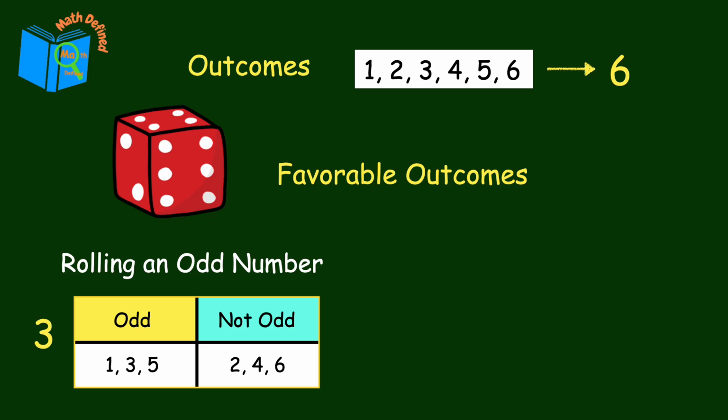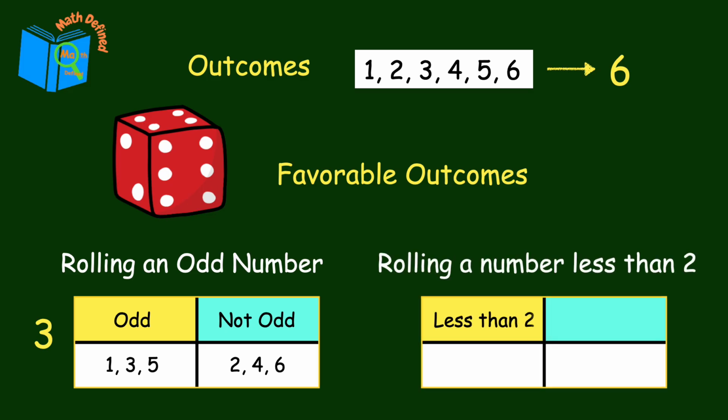But how many ways can rolling a number less than 2 occur? First, let's see how many numbers on the die are less than 2. Be careful, the only number less than 2 is 1. 2 is not less than 2. The numbers not less than 2 on the die are 2, 3, 4, 5, and 6. So there is only 1 favorable outcome for rolling a number less than 2.